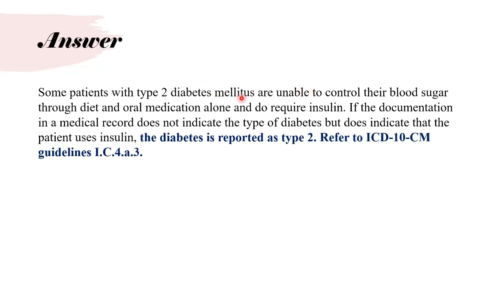Some patients with type 2 diabetes are unable to control their blood sugar through diet and or medication alone and do require insulin. If the documentation in the medical record does not indicate the type of diabetes, but does indicate the patient uses insulin, the diabetes is reported as type 2. So it's still type 2. If you do not have information from the physician that the patient is type 1 or type 2, then the default is type 2. And you would still have to code that they take the insulin.